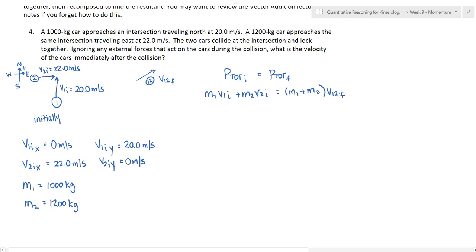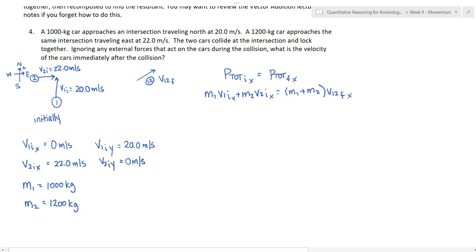But now we need to do this once for the x direction and once for the y direction. So we're going to do the same thing twice. We're going to look at all the x components that we've written down, so all the velocities in the x direction and in the y direction. So let's start off with the x direction. I'm going to put a little x next to these, and I'm going to put little x's next to all of these.